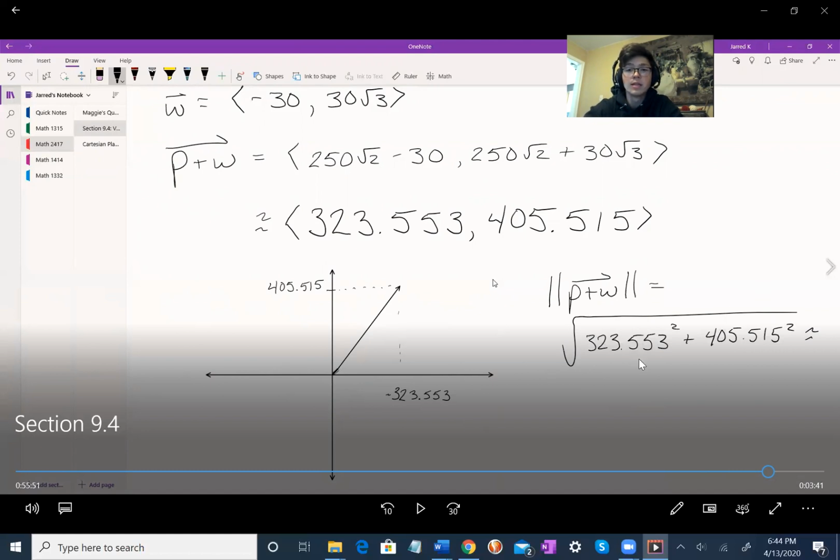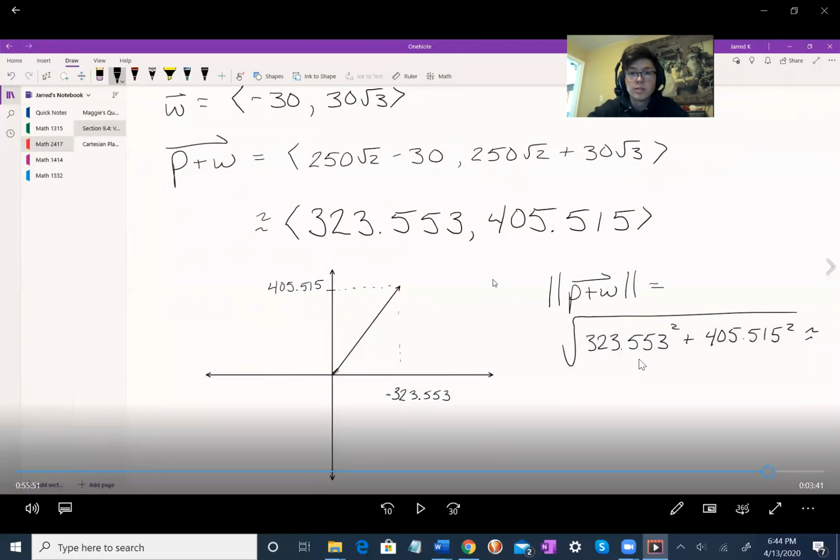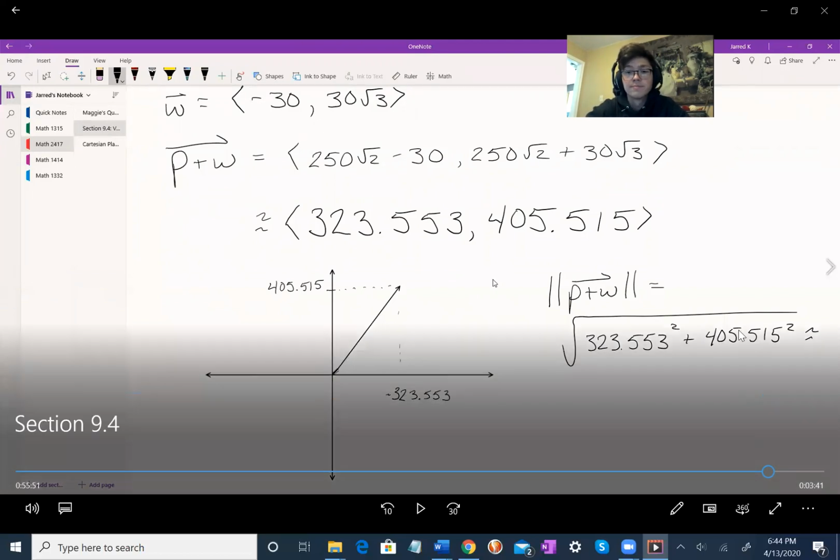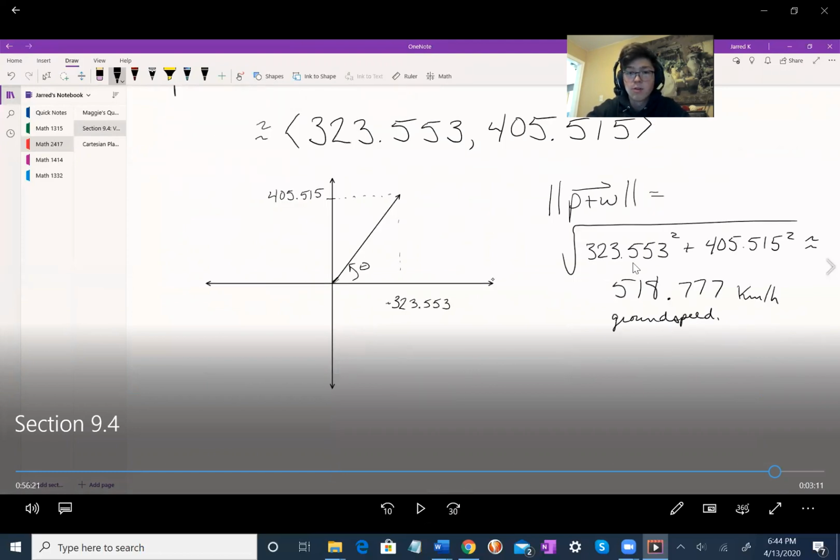Remember, it is x2 minus x1 quantity squared plus y2 minus y1 quantity squared. Okay, in this case, the x1 is 0 and the y1 is also 0. So it's just these values. Let's find that. And the approximate ground speed of the airplane is this now. Remember, that's how we find magnitude. Okay, so let's keep going.